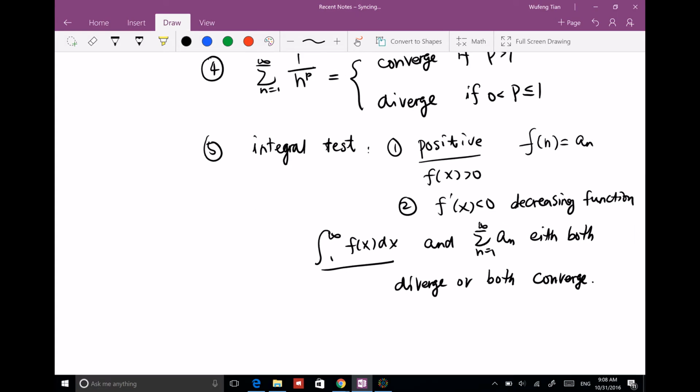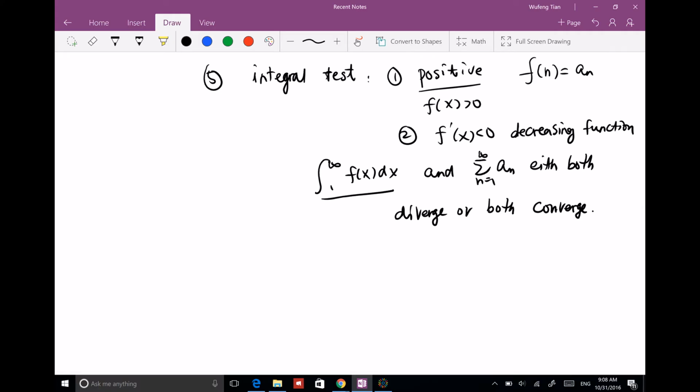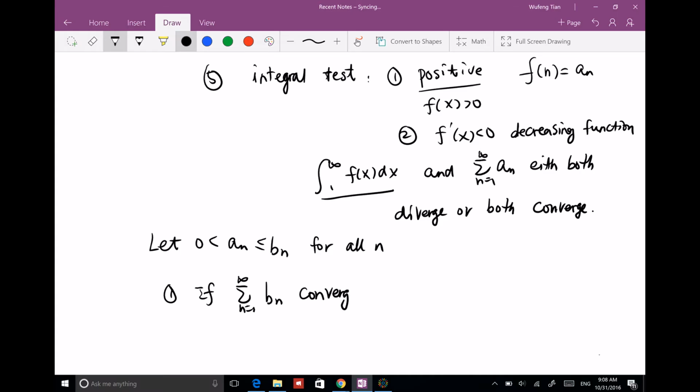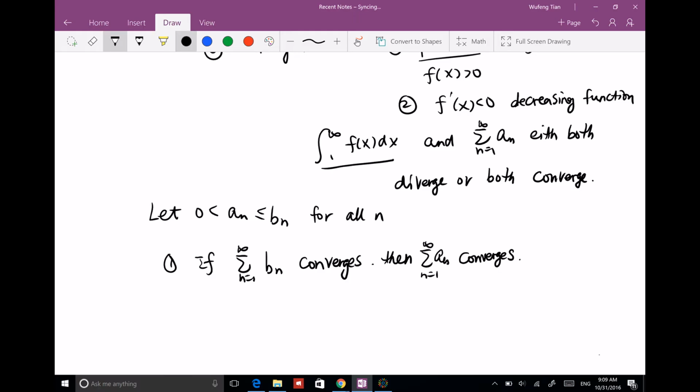And then today we're going to continue with the comparison test, okay? Not sure if I gave you the comparison test. Right. So the comparison test: let 0 less than a_n less than or equal to b_n for all n. First, if the series from n equals 1 to infinity of b_n converges, then the series of a_n converges as well. If the series b_n converges, then the series a_n converges. Why? Because the series is less than or equal to this b_n, right?